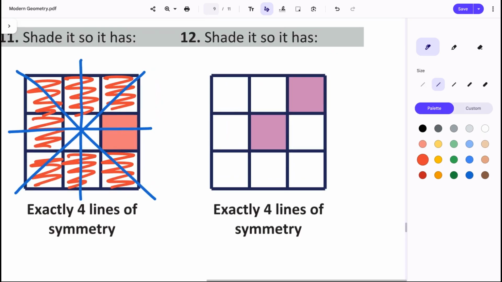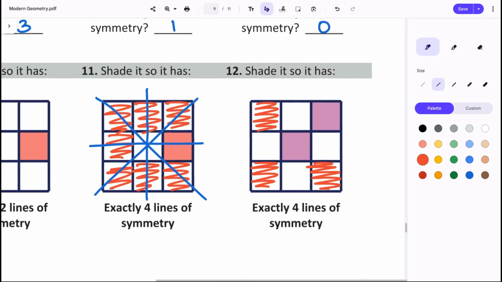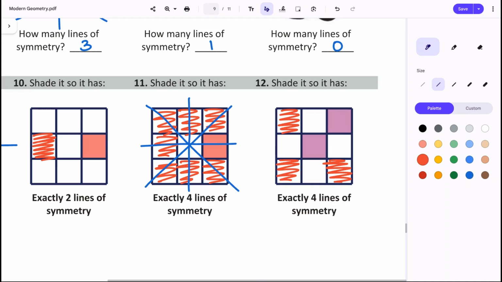What did someone do on 12? Macy? Shade in the rest of the corners. Anyone else do that? I know I did. That's what I have in my notes. So that looks great too. Okay, but you can kind of see, looking at all 4 of those, even 11 and 12, they added the shaded squares a little bit differently, but you can see how there's a lot of options out there as far as how you could add a little bit of shading but still make it work for what they're asking.